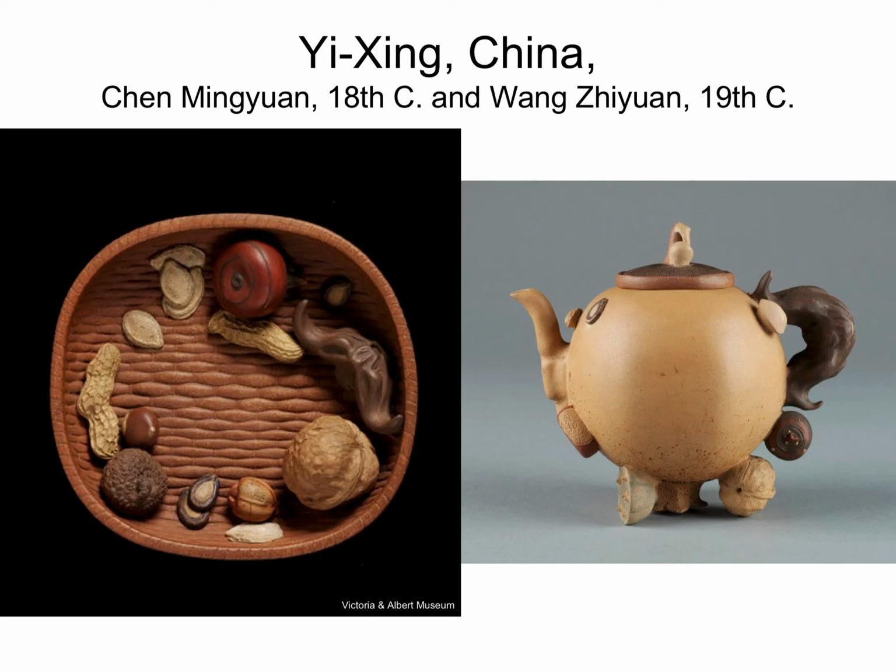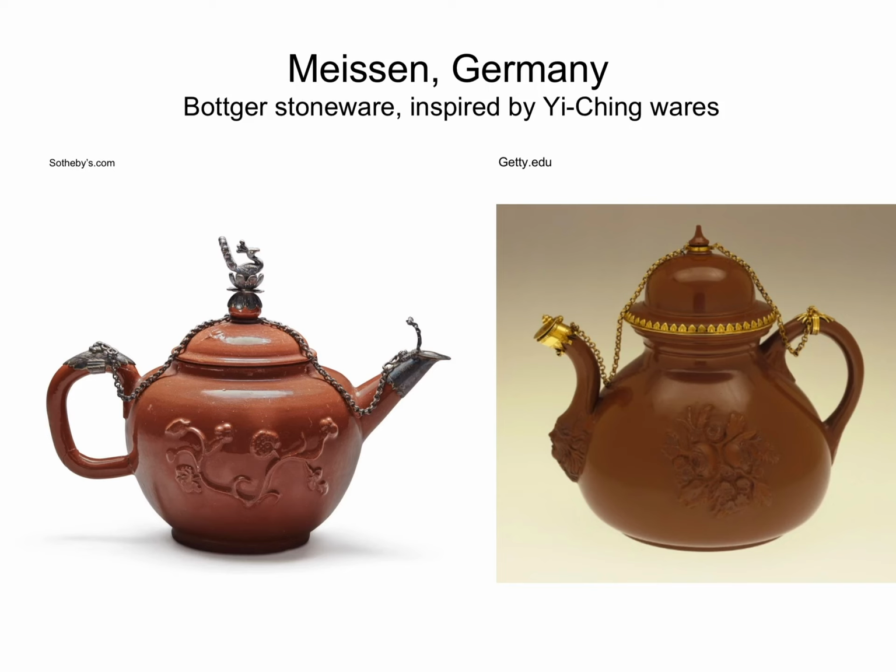Example from Yixing, China again, by Chen Mingwan in the 18th century and Wang Zhiyuan in the 19th century, because Yixing ware is often signed by the maker and the artist who composed the object, and those are two important artists of Yixing ware in China. And then I've brought up the issue before that Yixing ware, when brought to Europe, was very influential in the development of Meissen ceramics and Meissen porcelain, and those are two imitations of Yixing ware with an European sensibility.